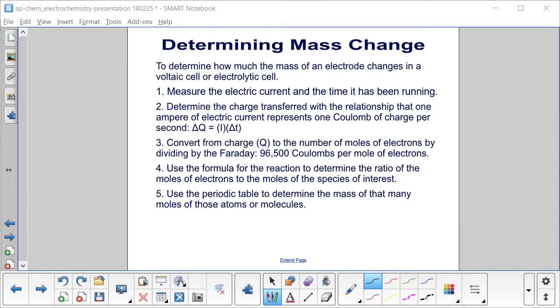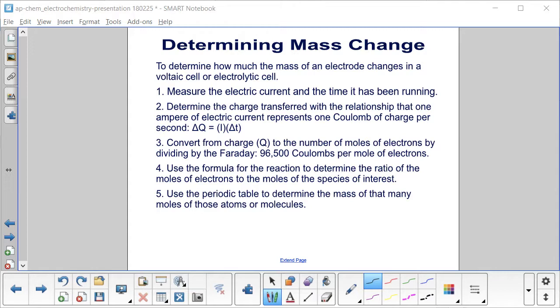One of the things we're often asked to do is determine how much the mass of an electrode changes, either increases or decreases, in a voltaic or electrolytic cell. Here's how we do that. First, measure the electric current and the time it has been running. Then, determine how much charge is transferred, using the relationship that 1 amp of current represents 1 coulomb per second. So the total amount of charge is the current multiplied by the time interval.